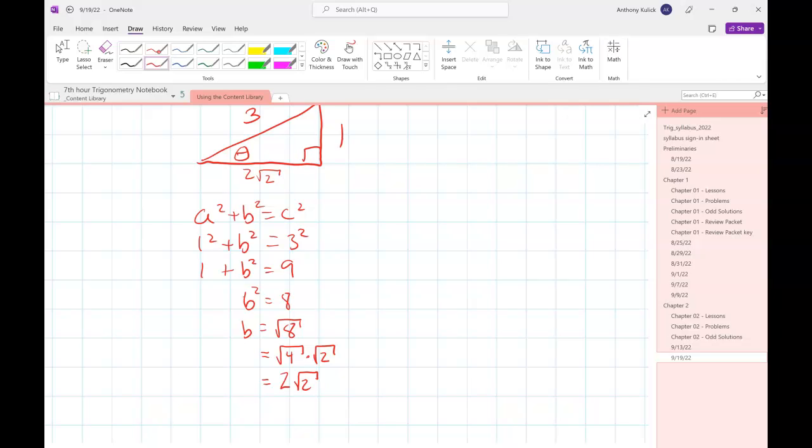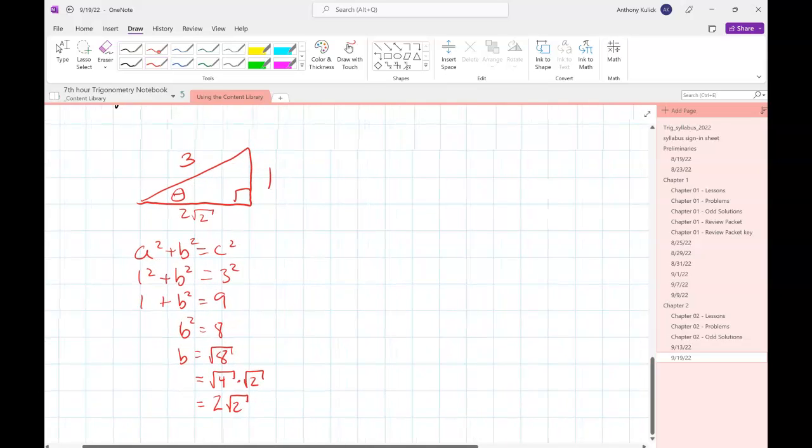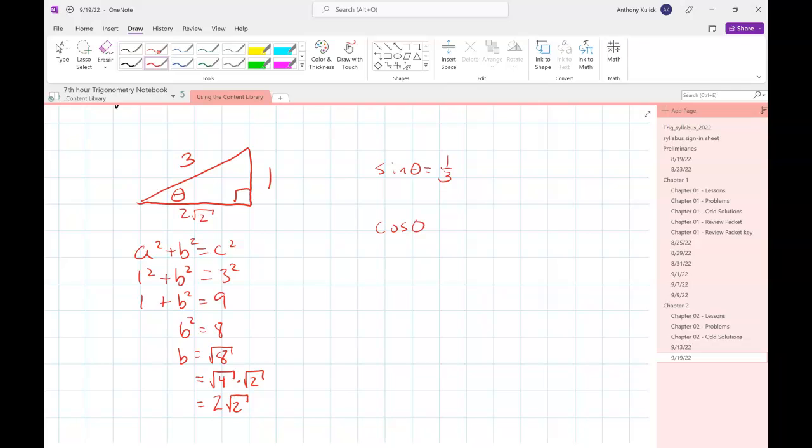Is everybody cool with how I did that simplifying? Okay. All right. We already got sine, right? That was given to us. So what's cosine theta going to be? Who can tell me? 2 square root 2 over 3. Excellent. And that answer looks fine. How about tangent?